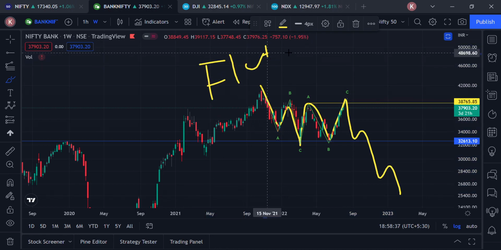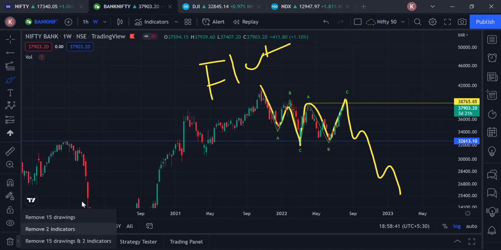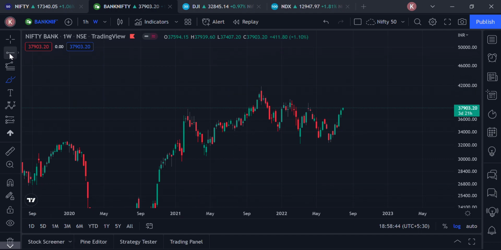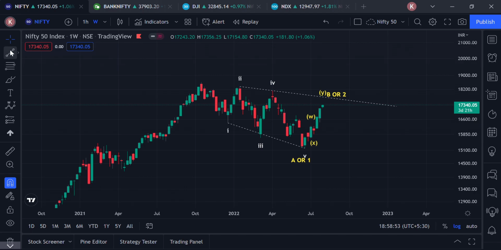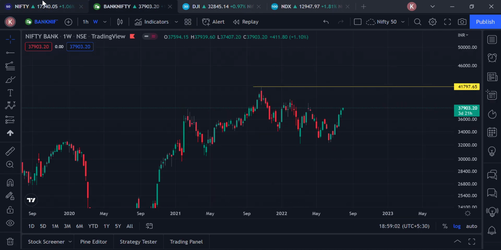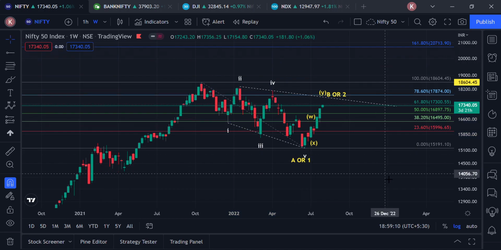All right. So to sum up all these things, I'm still on my view until and unless the market breaks out of such levels. This is the level: 41,797 in Bank Nifty, and our all-time high in Nifty. This will be our stop loss: 18,604 in Nifty and 41,797 in Bank Nifty. This should be our stop loss, and we are still aiming for bigger down targets.